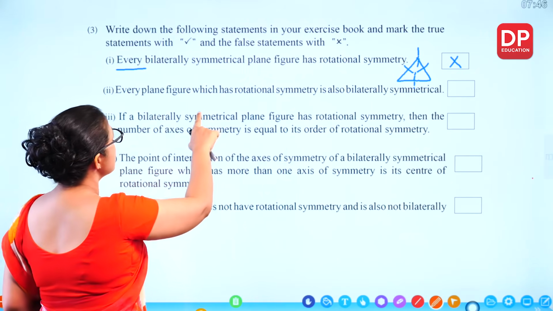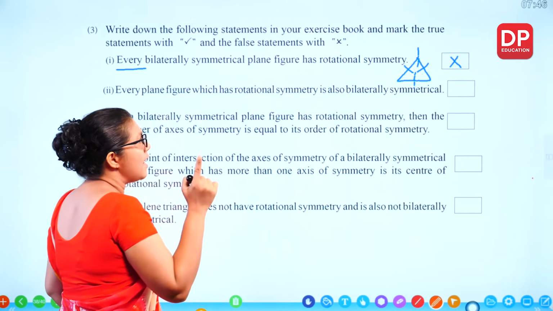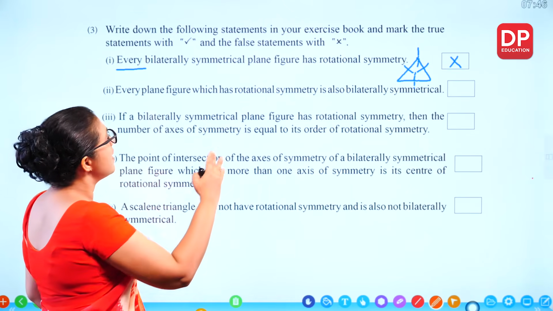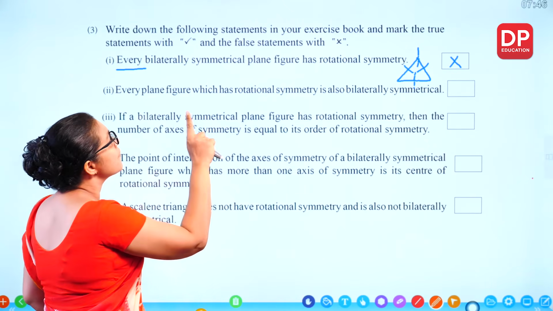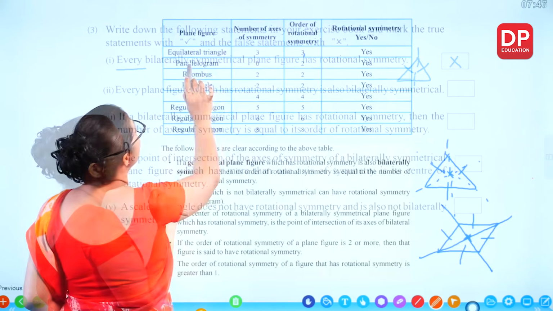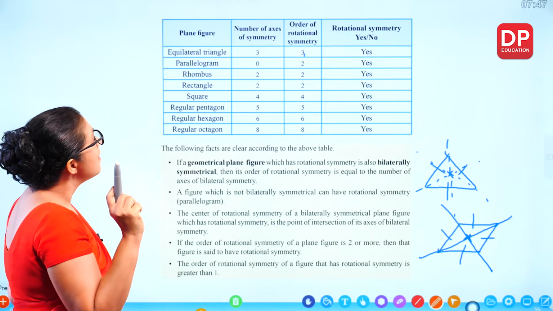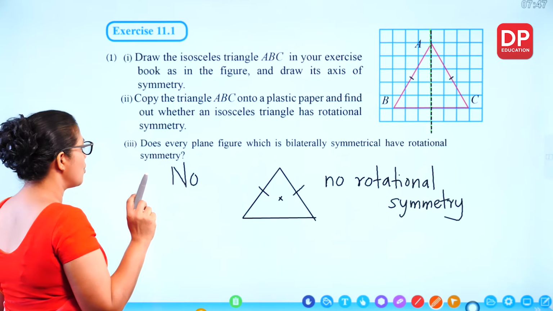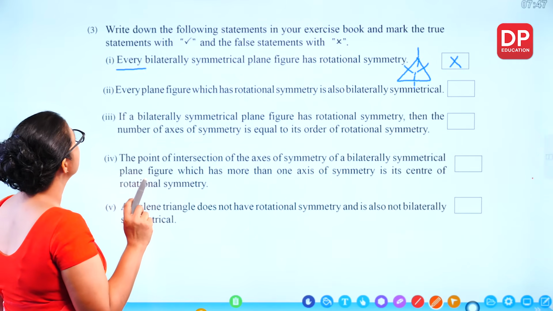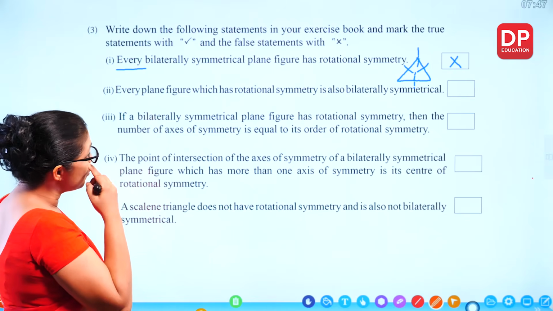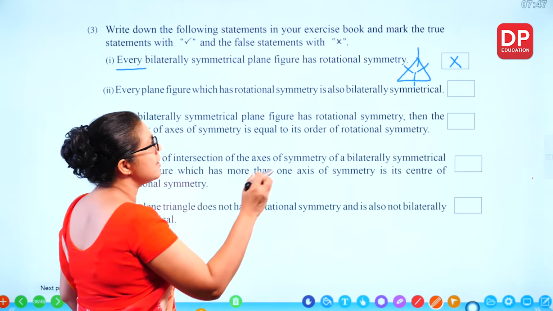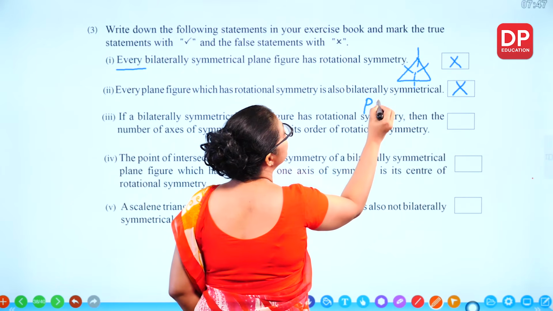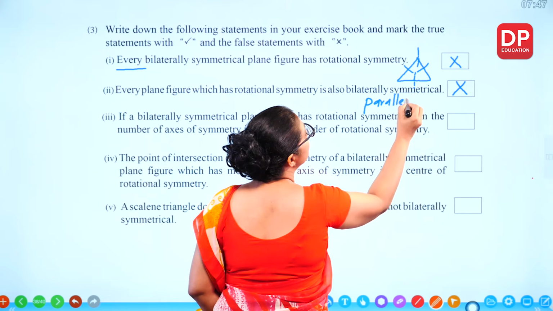Every plane figure which has rotational symmetry is also bilaterally symmetrical. It's wrong, because when you take an equilateral triangle, regular pentagon or regular hexagon, where there's bilateral symmetry, it has rotational symmetry as well. But when it comes to a parallelogram, no axis of symmetry, yet order of rotational symmetry 2. So this statement is also wrong when you take a parallelogram.